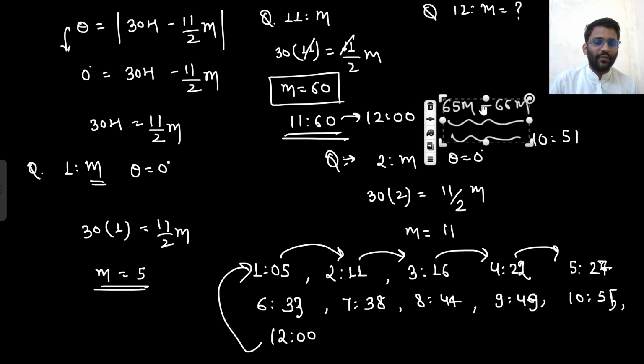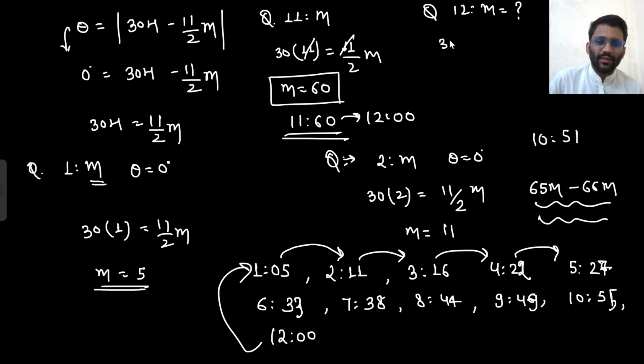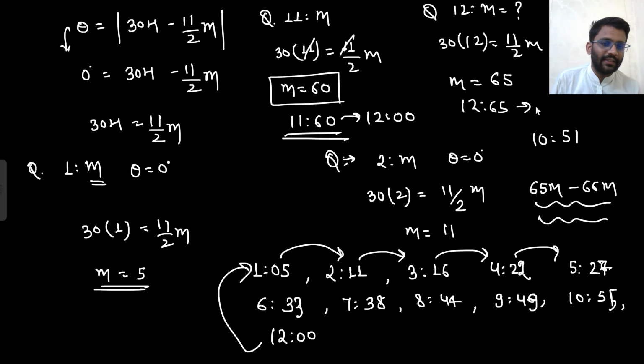So tell me the value of m this time. What you would do? 30 into 12, 11 by 2 m. So what will be the value of m? Let me calculate. Yeah, so it is nearly coming 65. That means 1265, which is 15 only. Right? So this is what we wrote. At 15 it is colliding. Are you able to understand? So between 11 to 1, it is colliding only once.